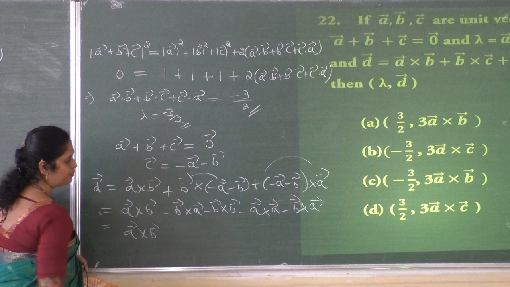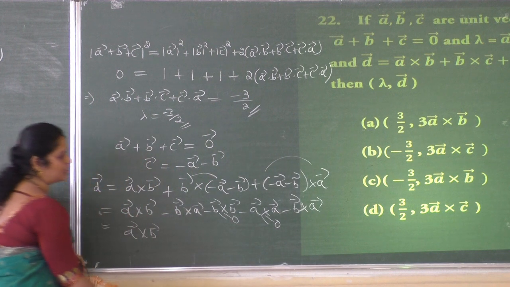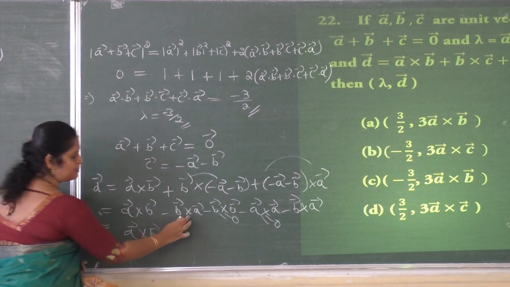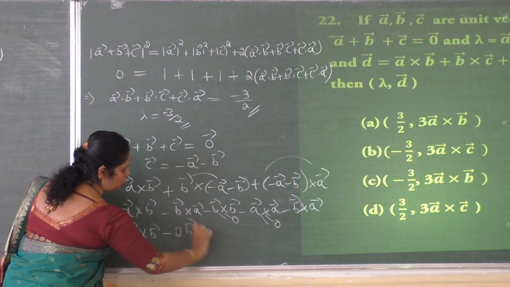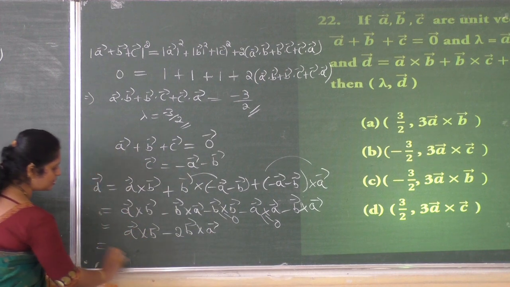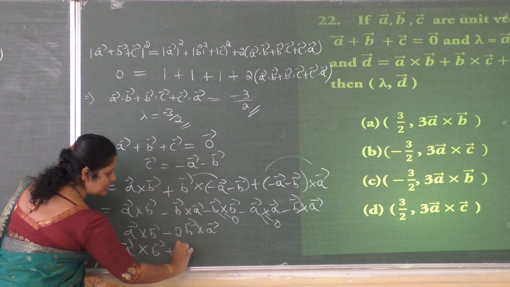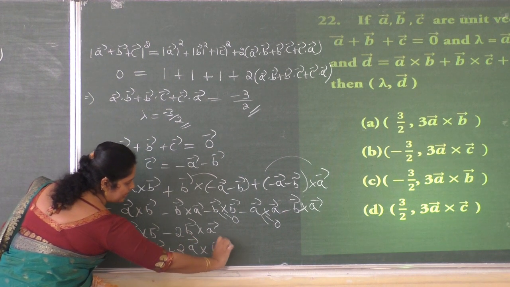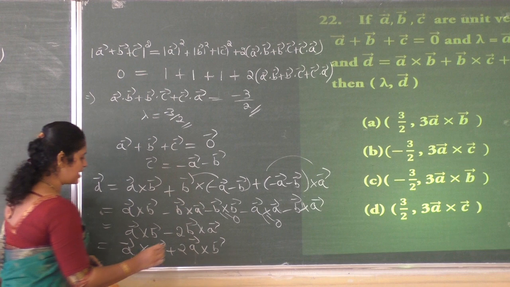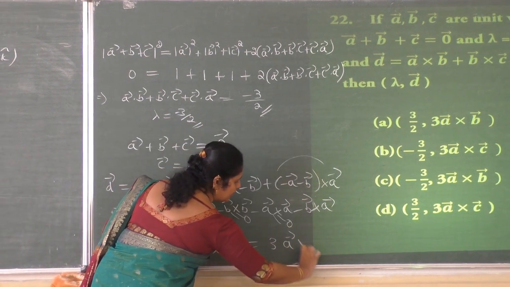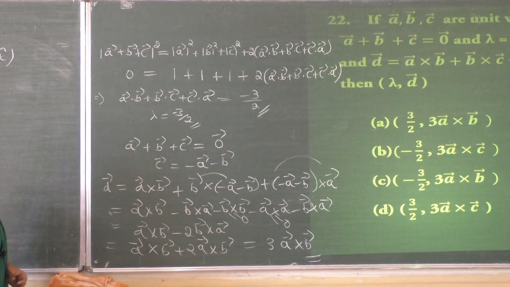So vector B cross vector B is 0 and vector A cross vector A is 0 vectors. That means we have vector A cross vector B minus vector B cross vector A minus vector B cross vector A, that is minus 2 vector B cross vector A. This is the same as vector A cross vector B plus 2 vector A cross vector B, because vector B cross vector A is minus of vector A cross vector B. So what is the answer then? That is equal to 3 vector A cross vector B. So vector D is 3 vector A cross vector B.